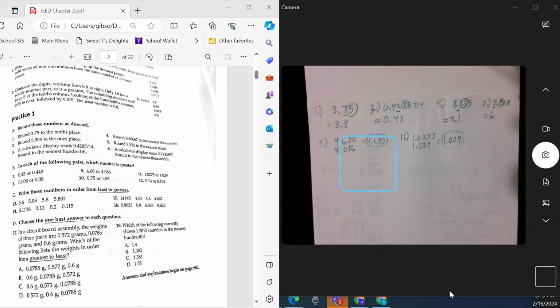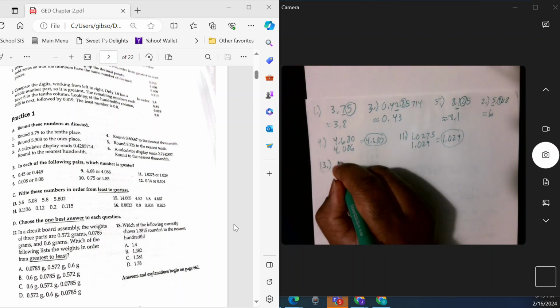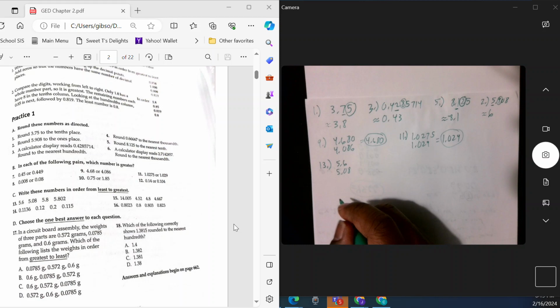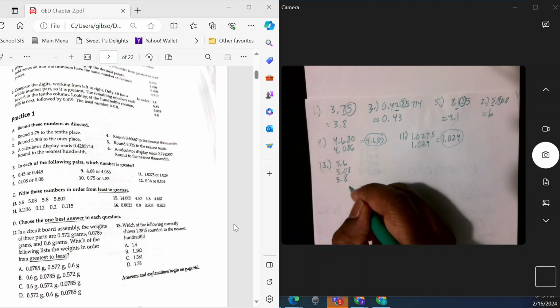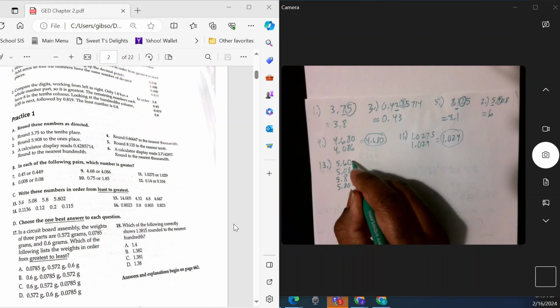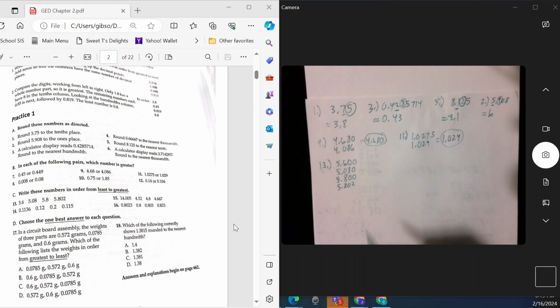Okay, now we drop down to problem 13. Problem 13, they want us to line these numbers up from least to greatest. So with problem 13, I'm going to line these up vertically first. 5.6, 5.08, 5.8, and 5.802. Now, we would add zeros here because we had 3 digits behind the decimal, so we must make sure that all of these numbers had 3 digits behind the decimal.